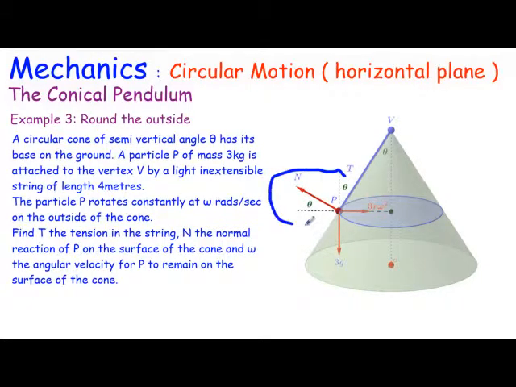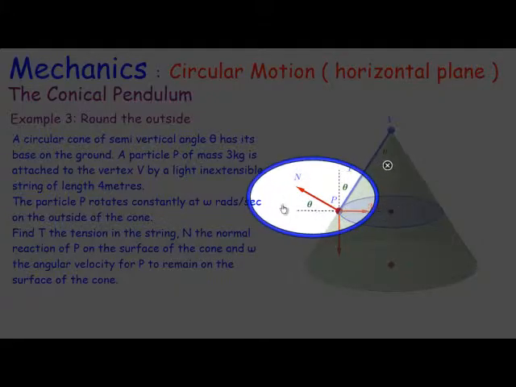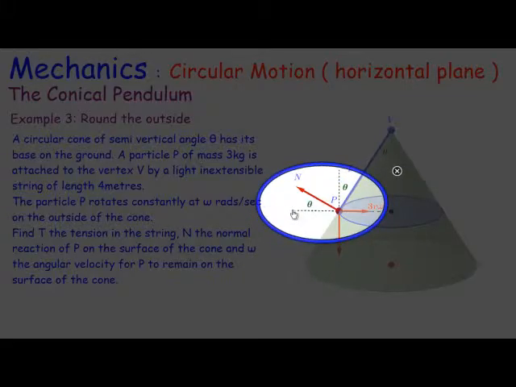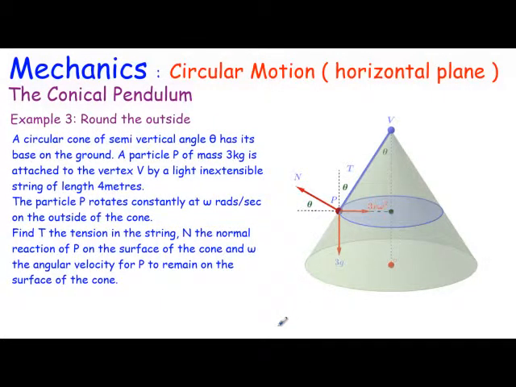If I put the particle on the outside, or even on the inside for that matter, you can see here it has this new force coming into play, which is called N, the normal reaction to the particle on the surface of the cone. We're going to find the tension in the string, the normal reaction, and also the angular velocity for it to remain on the surface. Now, if I increase angular velocity too fast, the particle will actually lift off the surface. We're just going to have a quick look at what this looks like.